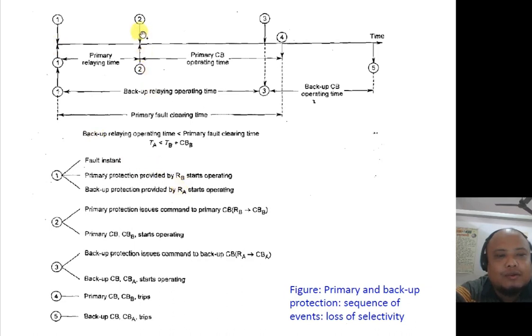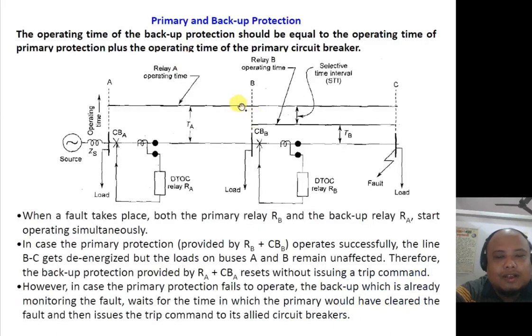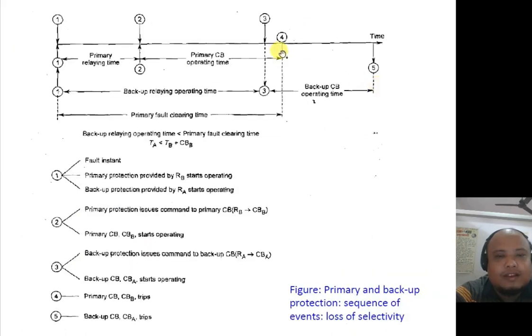At instant 2, primary relay time is complete, it will send a trip command to its associated circuit breaker CBB, and operation of CBB starts. Then the CBB will take some time to complete its operation, and it will complete its operation at instant 4, correct? And the line section BC is disconnected at instant 4.